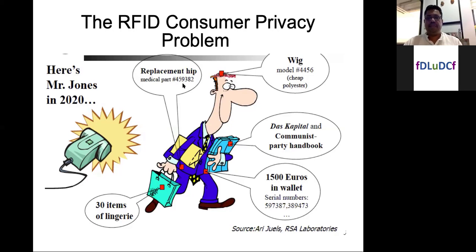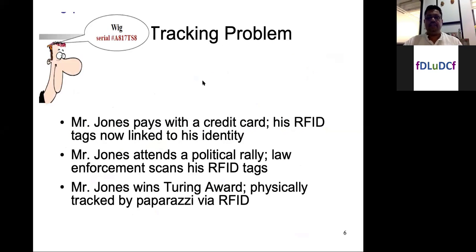If a person pays at a supermarket or on the internet, wherever, using a credit card, the purchase is bound to your identity. Whoever sells it knows who you are, because your credit card number has your identity. With that, they can link you to the product you purchased. Then, if somebody wants to trace you, they just need to search for this RFID.